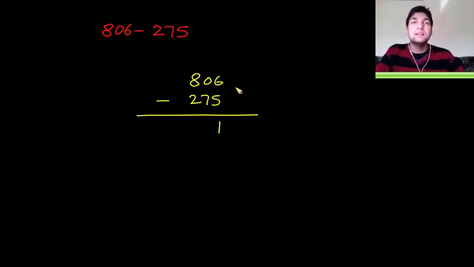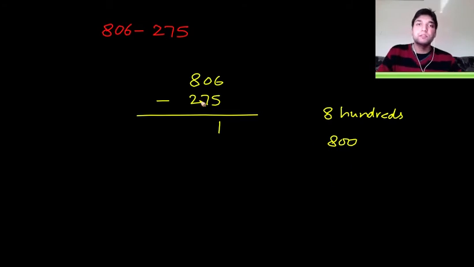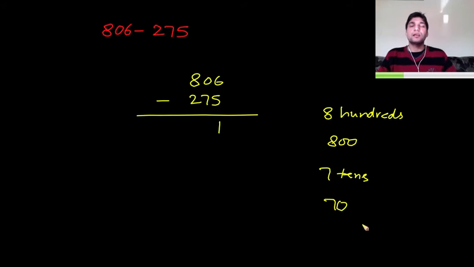And this 8 in 806 is 8 hundredths, right? So that means 800. And 7 over there, in 275, this 7 means 7 tenths. That means 70. And we are subtracting 0, 0 and 70. So 70 is way too poor. So what this 0 can do, this 0 can ask this 8 to give me 100.